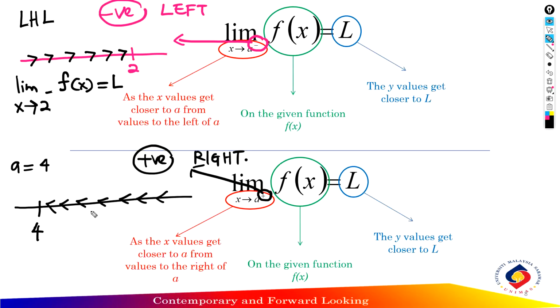Okay, so here find the right-hand limit of the function, RHL, and write down the notation: the limit as x approaches 4, and the positive sign means from the right of the function f(x), and it equals L.